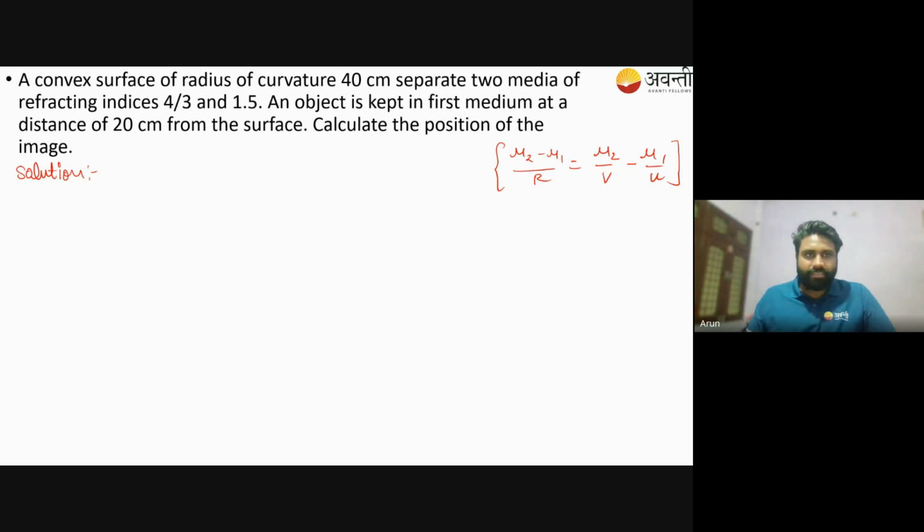You have a convex surface of radius of curvature 40 centimeter separating two media of refractive indices 4/3 and 1.5. An object is kept in the first medium at a distance of 20 centimeter from the surface. Calculate the position of the image. You have 1 minute to solve this question.